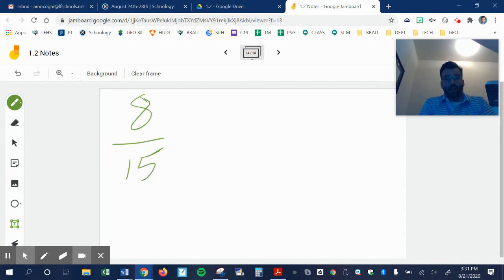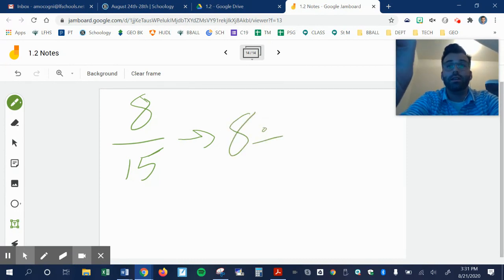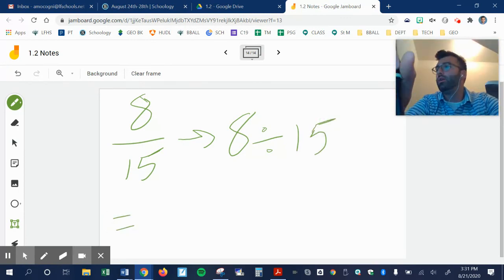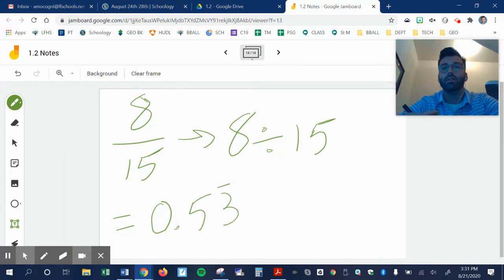So what I'm going to have to do is to just divide. Remember, a fraction bar is a division bar. So I'm just going to do 8, and some of you may have done this already, divided by 15. Well, that gave me, what did I get? About 0.53, and I think the 3 is repeating there.